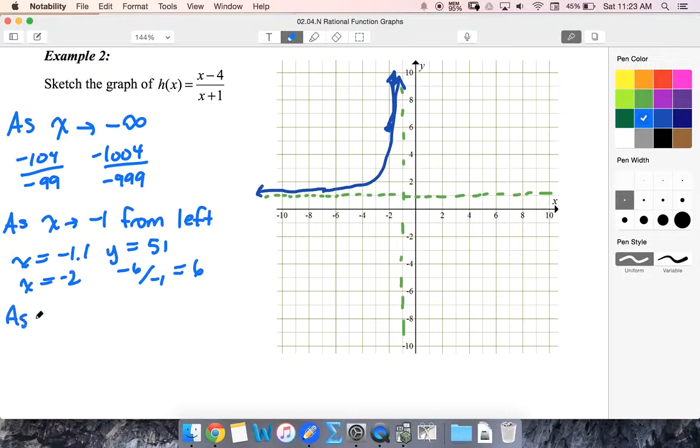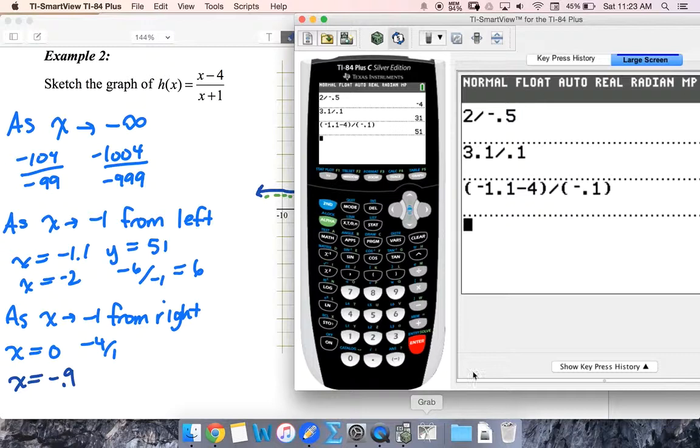So as x goes towards -1 from the right, well, let's start with far to the right. That would be x equals 0. We would get -4 divided by 1 is -4. So I assume that my next value is going to be very low down here. Let's try -0.9, because that's very close to -1.